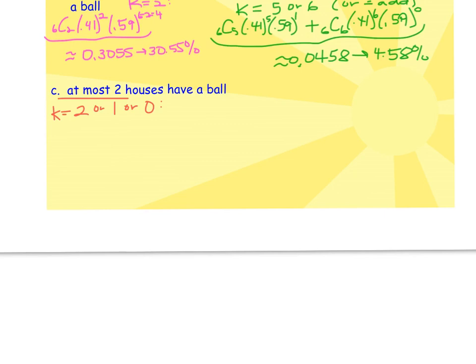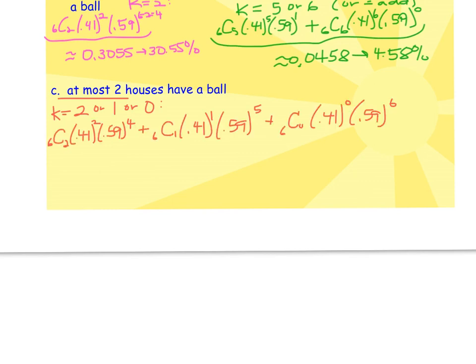Again, please pause the video, write out what you think you'd type into your calculator, then press play, and we'll enter it all in together. This time we have 3 formulas we're going to enter into our calculator. 6C2 times 0.41 squared times 0.59 to the 6 minus 2, which is 4 power. Does anybody notice that this kind of looks like our binomial expansion that we talked about in lesson 10.2?